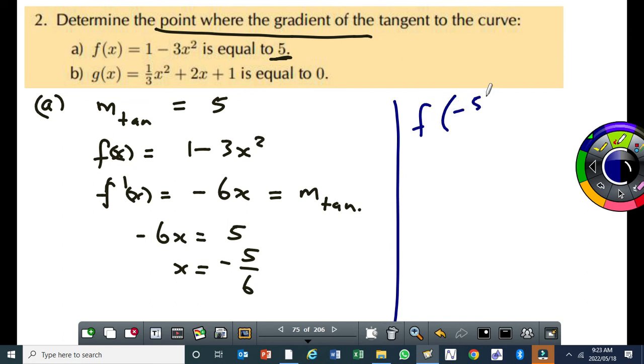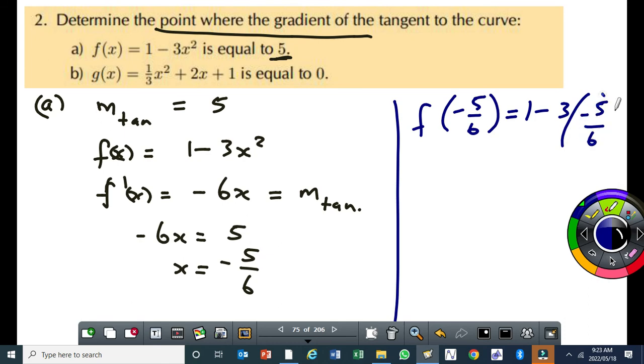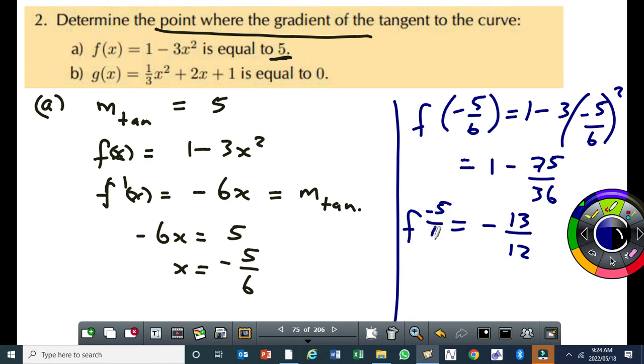So f of minus 5 over 6 will be equal to 1 minus 3 times minus 5 over 6 squared. And this will give you 1 minus 3 times 25 over 36, which is 75 over 36. Okay? So if I do my math there, it will be 36 over 36 minus 75 over 36, which is negative 13 over 12. Like that. Okay? Do you all get that?